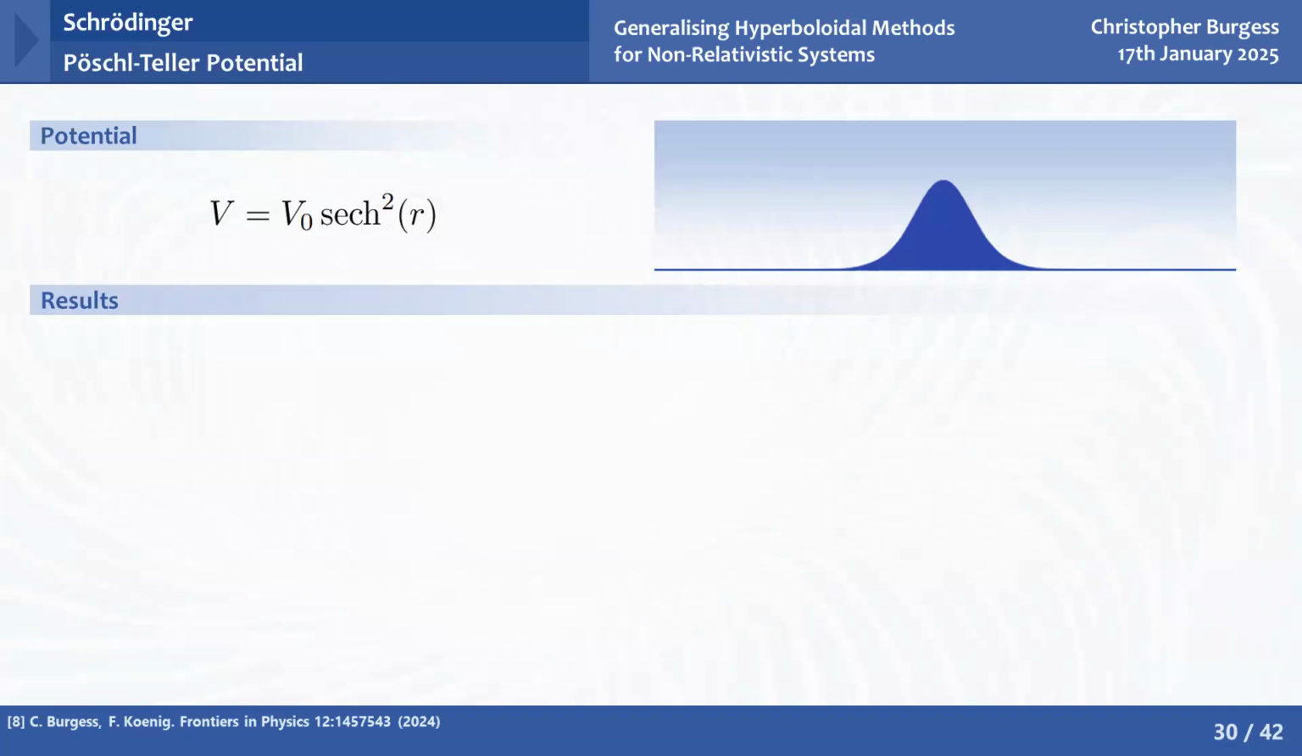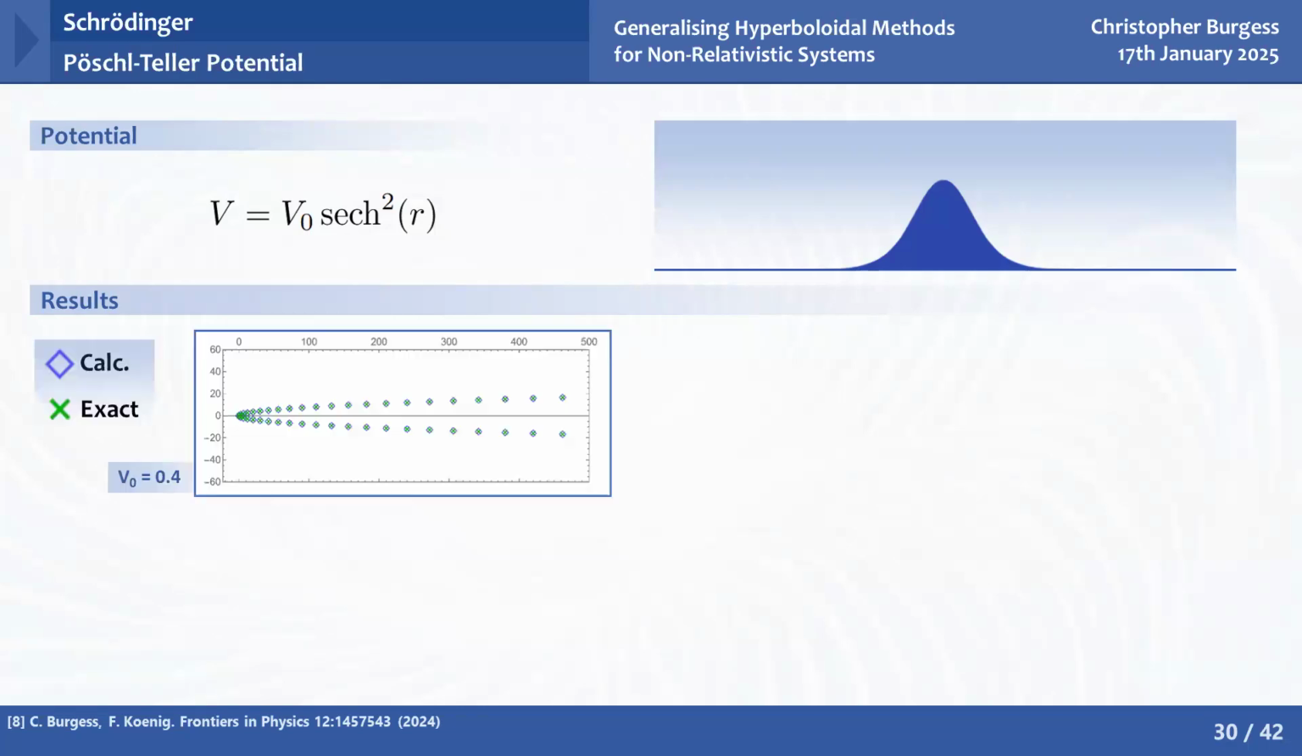So Pöschl-Teller, this is just a sec-squared potential. So here are some results from the method. This is for V0 equals 0.4. The blue diamonds here are calculated using the method, and the green crosses here are the exact values, which are known from the analytical formula. So you'll notice that the shape here is a parabola.